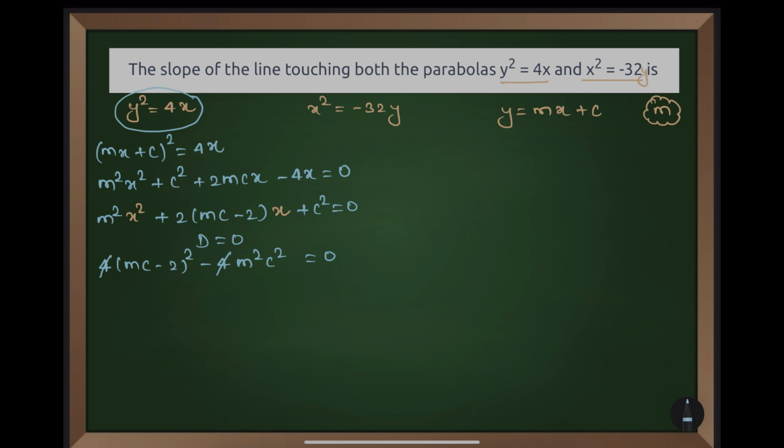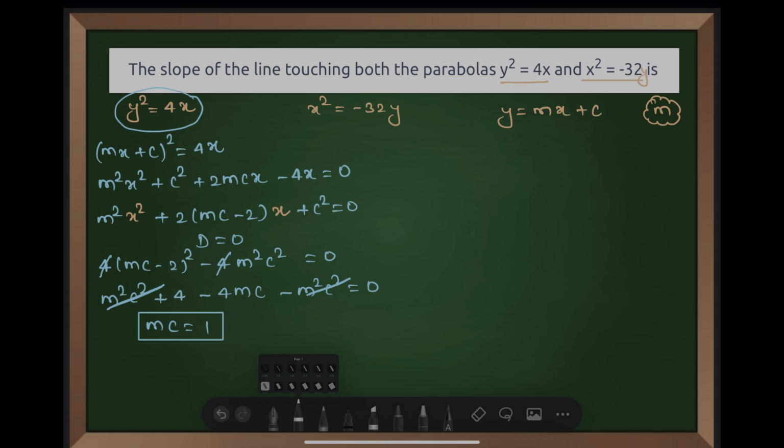So you can divide both side by 4. So it is m square c square plus 4 minus 4mc minus m square c square is equal to 0. So this thing gone. So can I say that mc is equal to 1? You have already memorized the relationship of tangent a equals to mc. Okay, because it is a standard parabola, so you can use the concept if you have memorized that one. But if you forget this situation, you can follow this part. Okay, so you got one relationship.